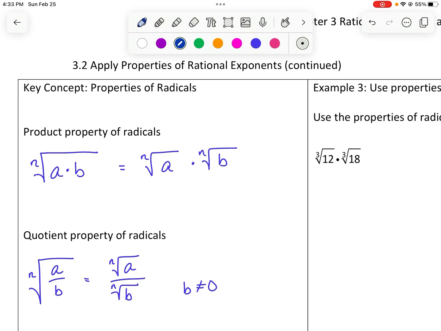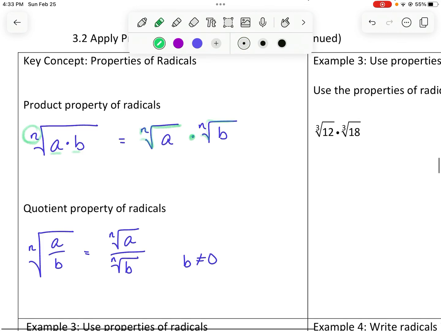So at this point, you should have copied our property product of radicals. So what this means is here, our index is n of a times b. We can separate out the index to write it as the nth root of a times the nth root of b. Same thing with division.